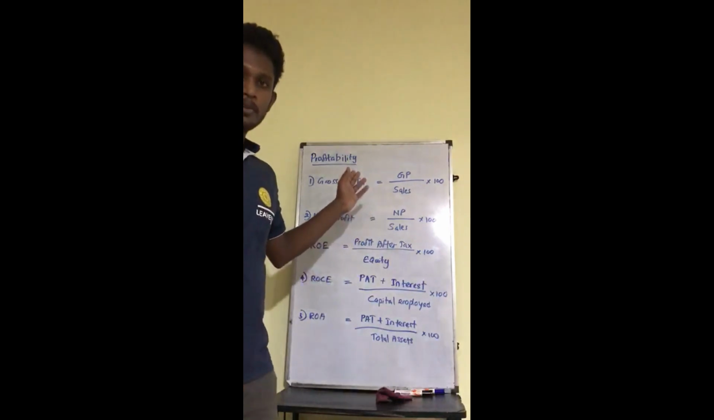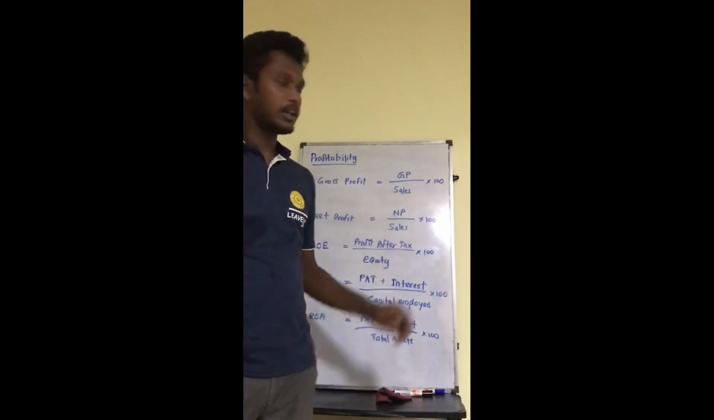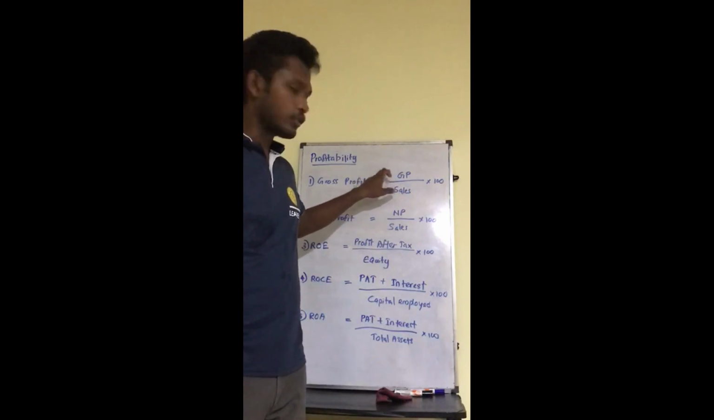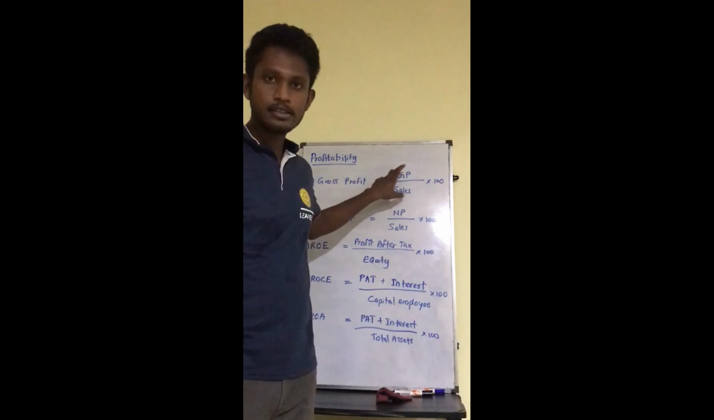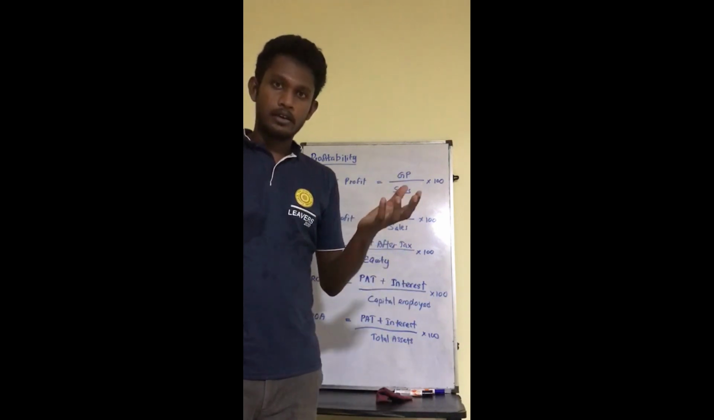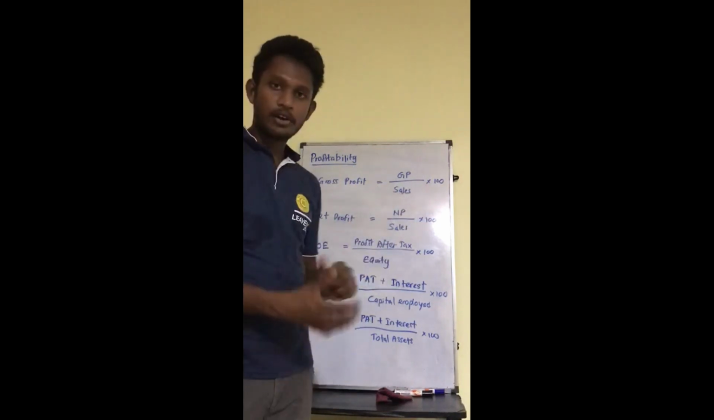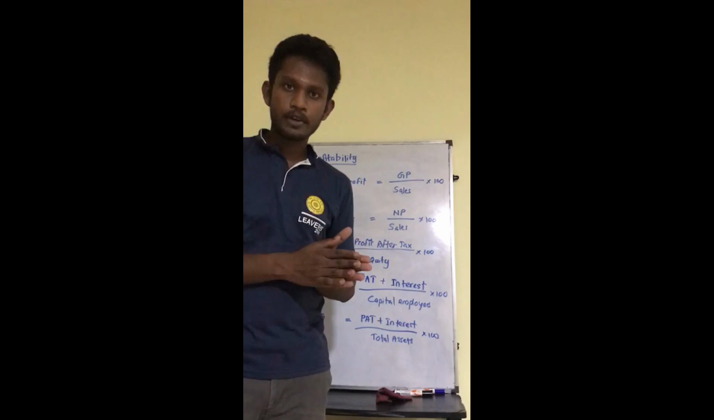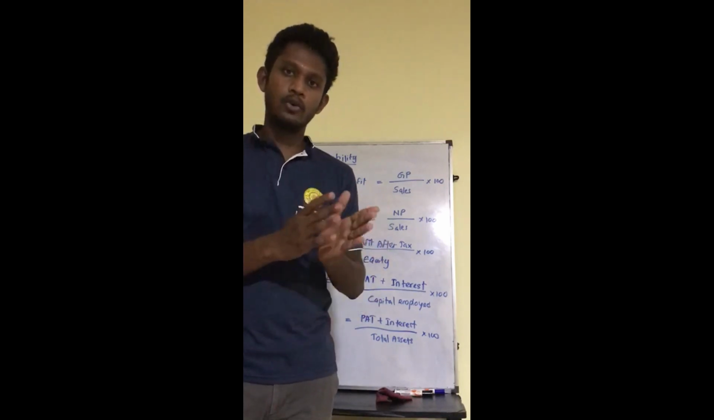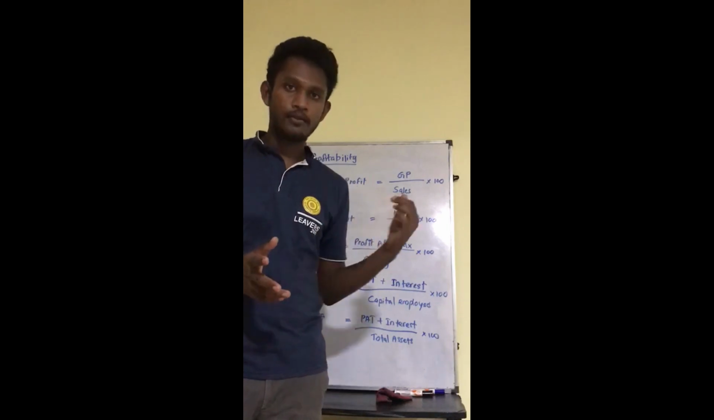When it comes to profitability, the first ratio is gross profit. It can be calculated using gross profit divided by sales into 100. Both the gross profit and the sales you can extract from the income statement. By using this gross profit ratio, you will be able to identify whether your gross profitability is much higher or lower. Then you can take strategic decisions like what I mentioned earlier.